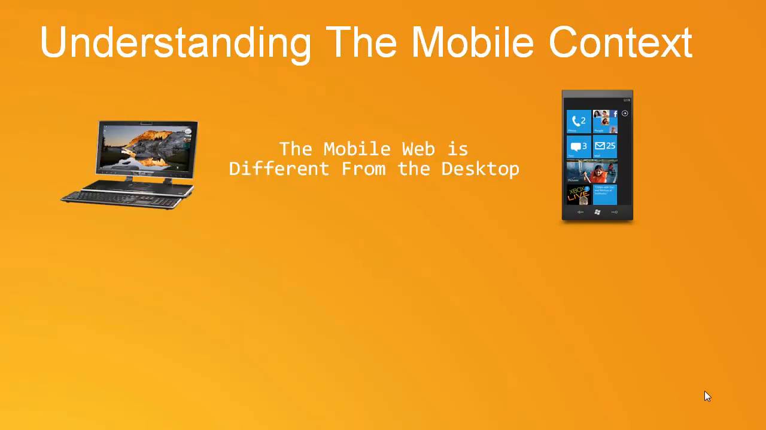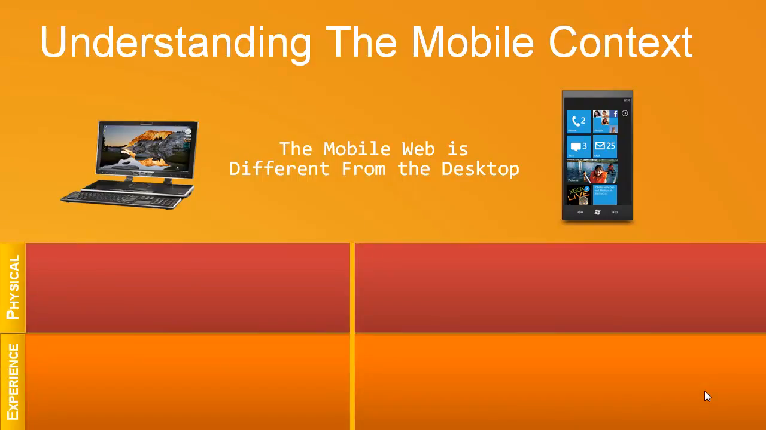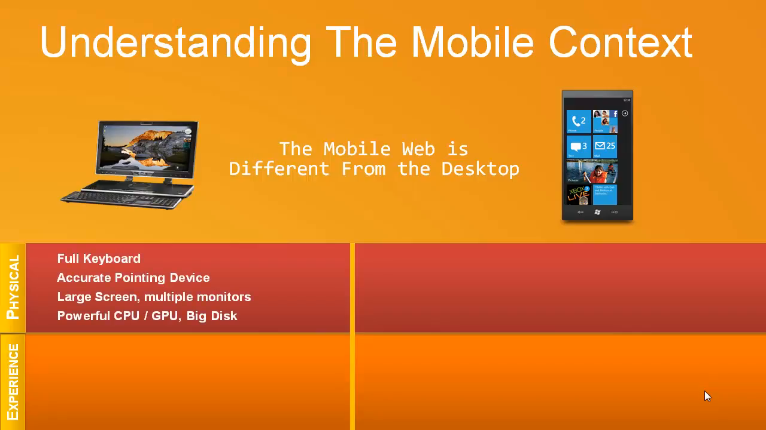But we need first of all to understand the mobile context and how different the experiences are in between. So for that, we have this little grid over here. We're going to be comparing the physical and the experience itself between these two scenarios. On one side, and this goes for both desktops and laptops, we have a full keyboard and an accurate pointing device. We have the mouse, we have a large screen and multiple monitors, and especially important, a powerful CPU and GPU with a big disk. So here we pretty much can do whatever we want because we know it's going to be supported.